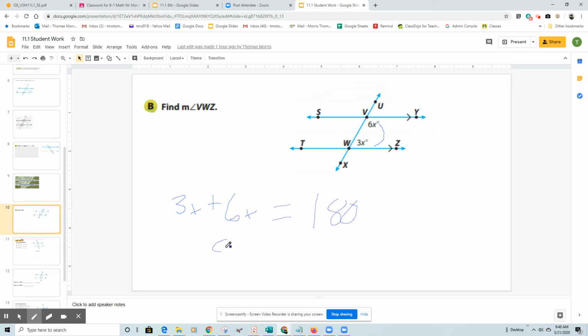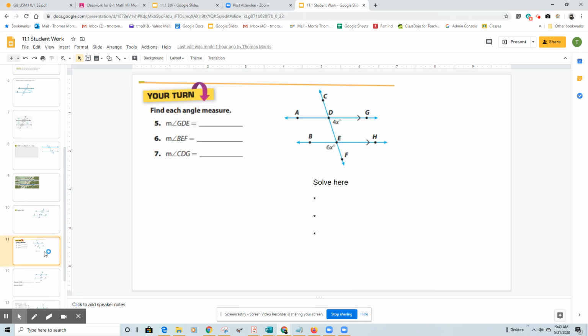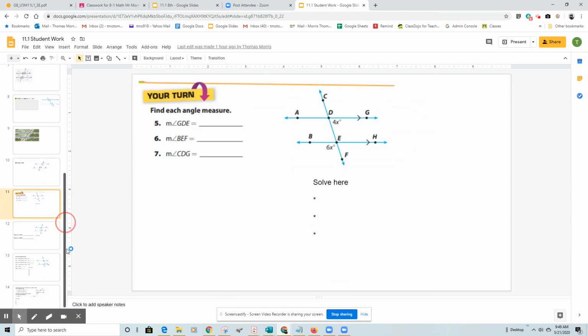All right, so combine your expression. 9x equals 180, divide by 9. Both sides are going to be divided by 9. X equals 20. That's not my answer now. I need to go back and plug it into my x's, right? So 3 times x would be 3 times 20, which is 60. And this one here is 6 times x, which would be 6 times 20, which is 120. I just need to find my angle, VWZ. VWZ was the 60-degree one. All right. And this is what you're going to do. Okay, so you're going to use these concepts now to solve for your last 4 slides.